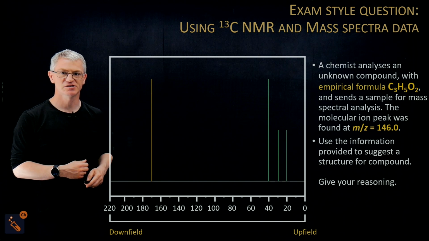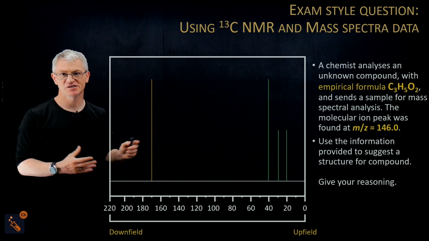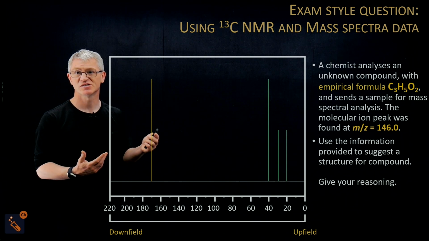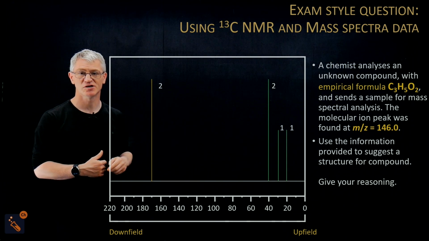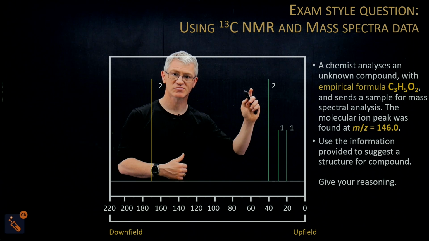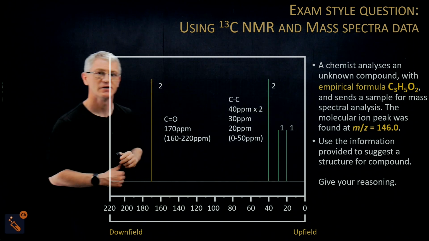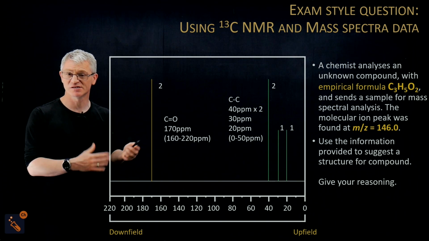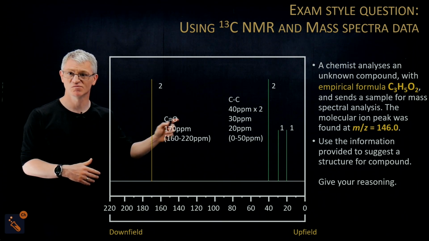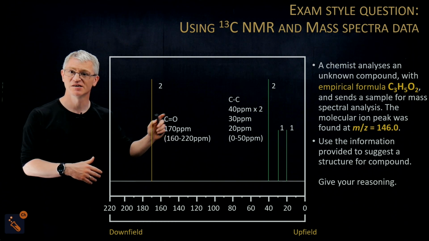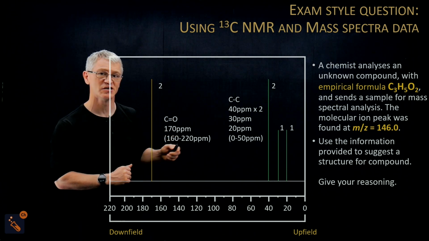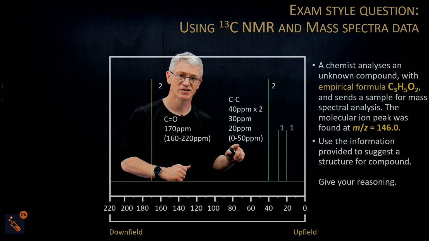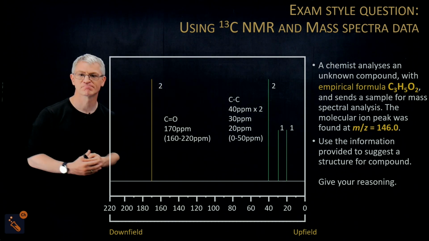Okay, so let's have a look at those. I've put these because they're different types. So the one in orange is going to be your C double bond O, and it's worth 2 carbons, and these are going to be your CCs worth 2 and 1 and 1. And if you were going to do this in the exam, you would have to say where it is and what region it's in. So it's at 170 in that region, which means it's a C double bond O, and it's these ppms in that region, therefore it's a CC.